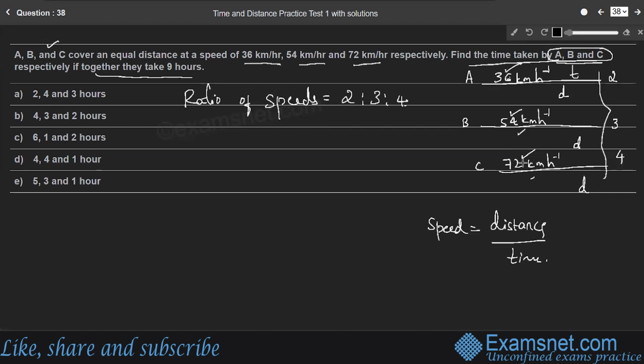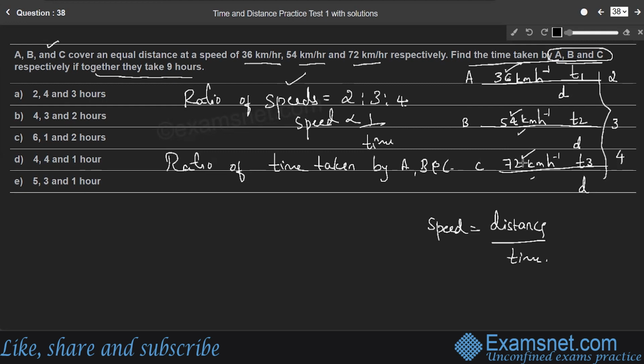The individual times taken by A, B and C will be T1, T2 and T3. Since speed is inversely proportional to time, the ratio of speeds is inversely proportional to the time. Therefore, the ratio of time taken by A, B and C, the individual times, will be 4 is to 3 is to 2.